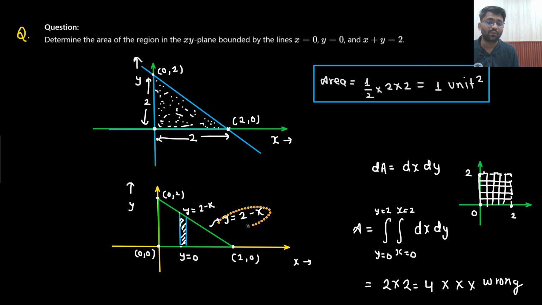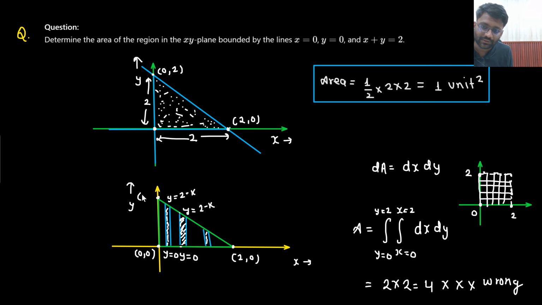Is that understandable to you or not? Basically, you have taken a vertical strip here. Now you will move this strip. You can move this strip here as well. In the whole surface area, you need to move this strip. When you are moving this strip in the whole surface area, your y is always going from y equals 0 to y equals 2 minus x.